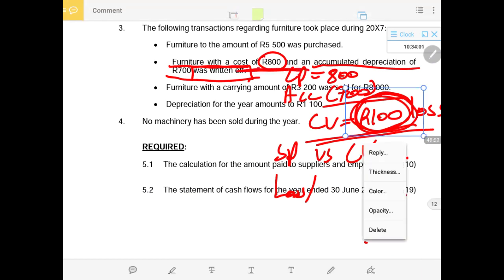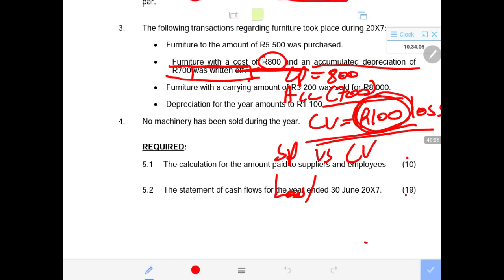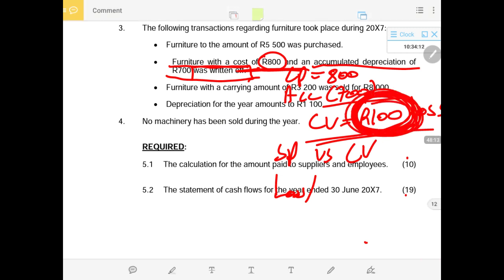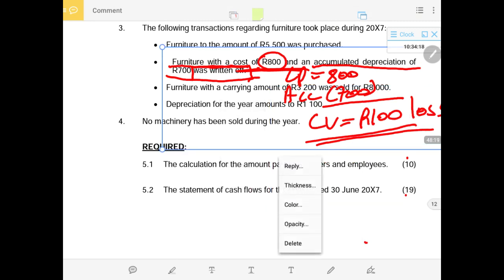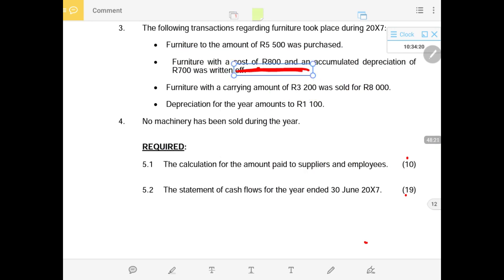Next information. Now I want to highlight this again before I proceed. There is no cash involved here. We did not sell the furniture and get any money. We just wrote it off. So this does not affect cash flow, because no cash flowed in or out of the business because of this transaction. Furniture was just recognized and written off.